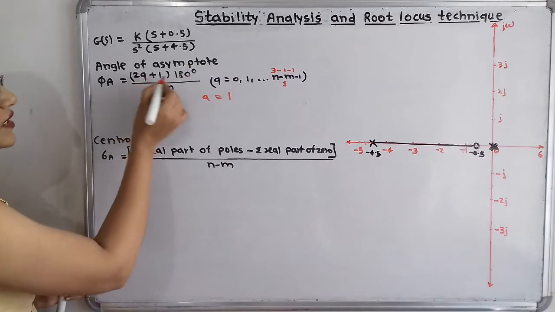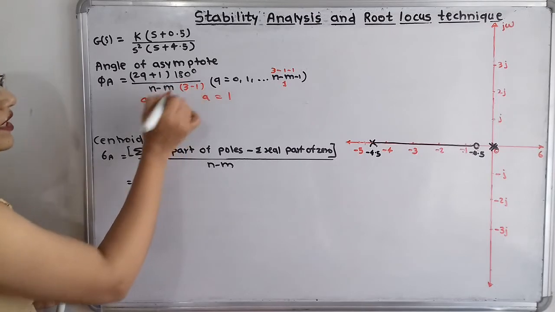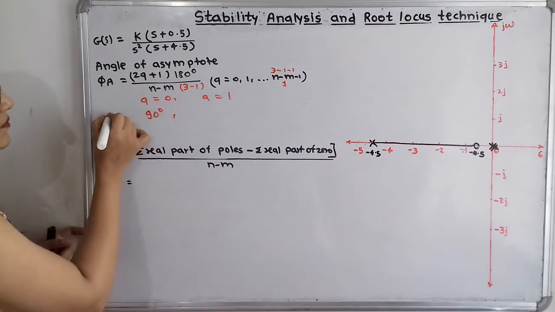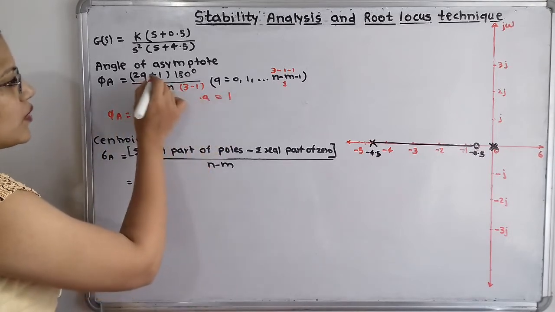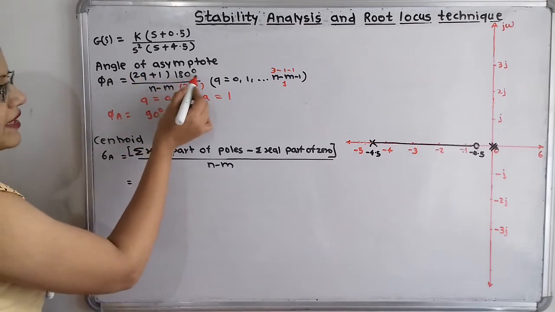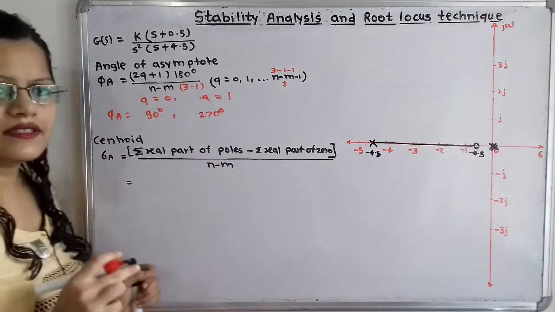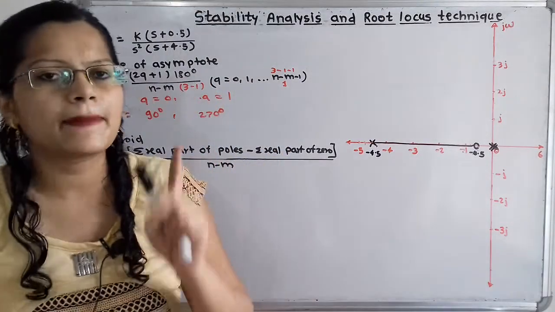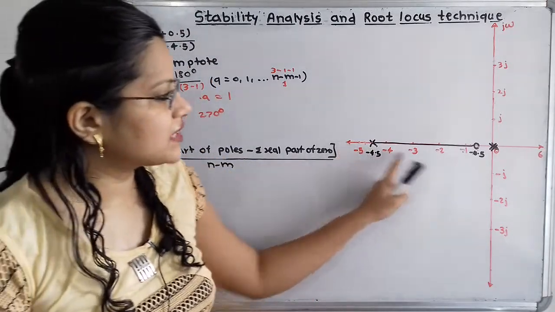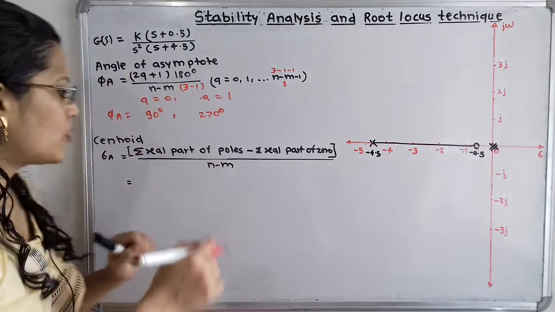If I put q equal to 0, then what is the answer here? n is 3 and m is 1, so 3 minus 1 is 2. So 180 divided by 2 is 90 degrees. And when q is equal to 1, that is 2 plus 1, that is 3, multiplied by 180 degrees divided by 2, that is 270 degrees. So these are the two angles made by the asymptotes. There are two asymptotes. Now we have to find the point of intersection of these asymptotes on the real axis. For that we will move to the centroid. So what is the formula?